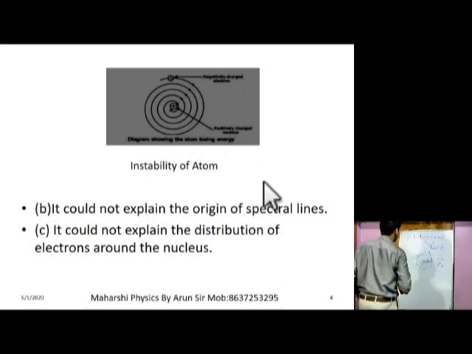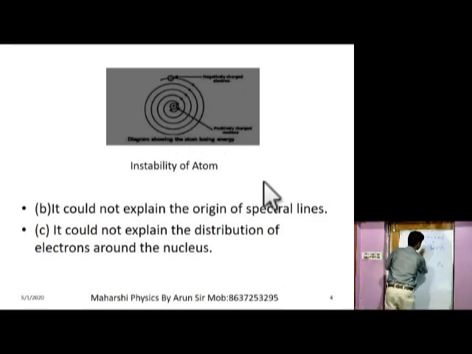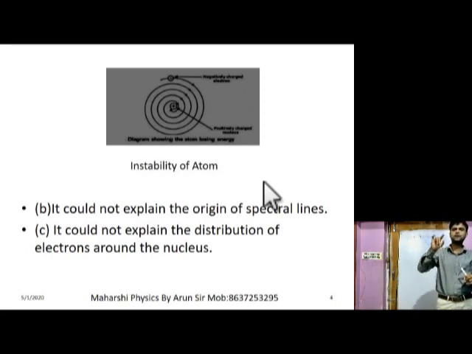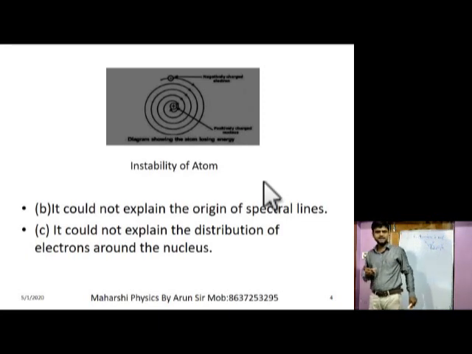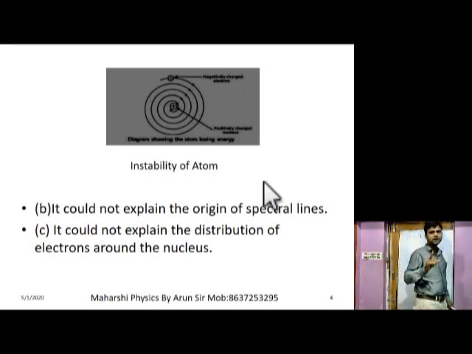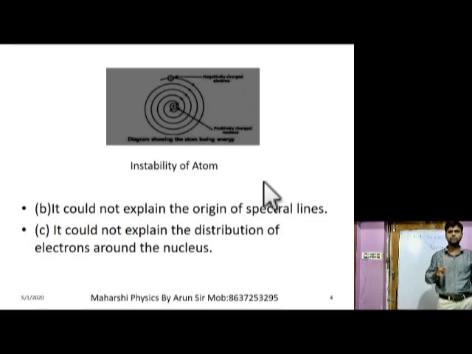Then the second drawback is, according to Bohr, the electrons revolve around the nucleus in a particular path with fixed energy, so it is said to be the energy state or energy level. The electron does not require any energy to absorb or release during its motion around the nucleus.